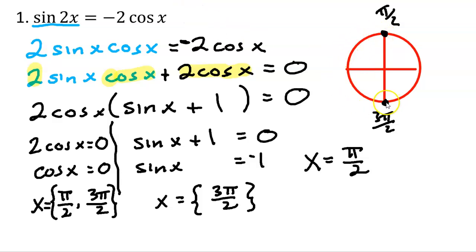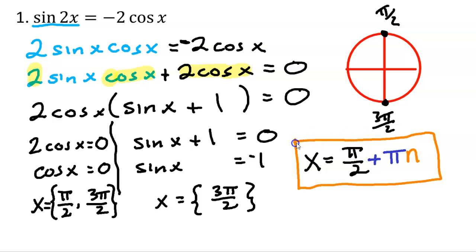So the next solution is going to be pi, and we can do that forever, as many times as we want going around, n times, where n could be any number, as long as it's an integer. So that would be our final answer there. Okay.